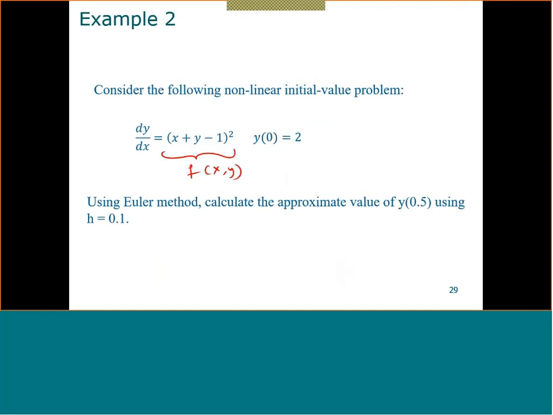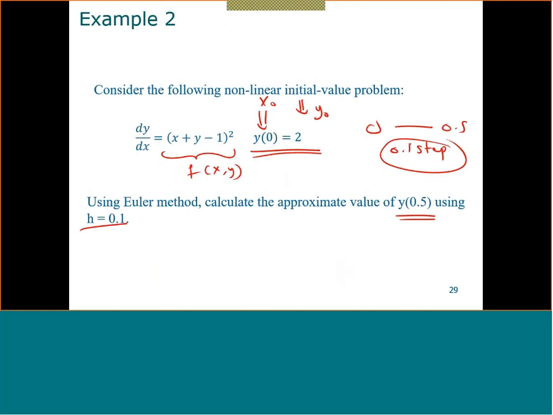And you are given the initial condition. So this is your x0 and this is your y0. Using the Euler method, calculate the approximate value of y at x equal to 0.5. So we want to go from 0 to 0.5 at a rate of 0.1 step. So I will need to find 5 values: y at 0.1, 0.2, 0.3, 0.4 until I reach 0.5. I cannot jump to 0.5 directly. I have to go step by step until I reach my solution.